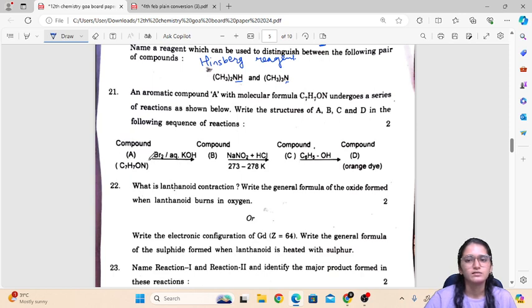So how do you go about this problem? We have to see each and every step here. You also have to refer to the last step, meaning what the product will be here. Since they have given orange dye, you have to recollect which compound is called orange dye in the amines chapter.